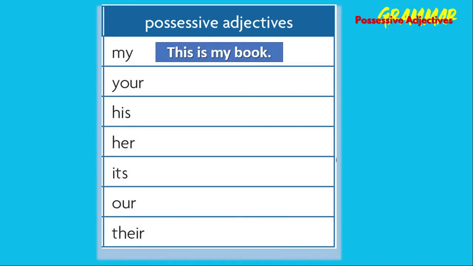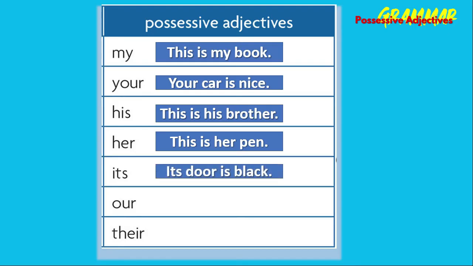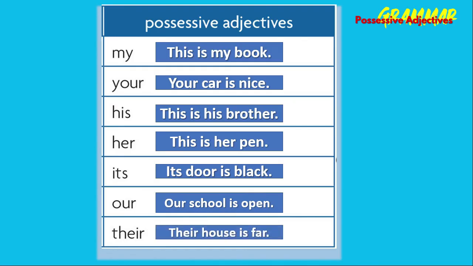My, this is my book. Your car is nice. His, this is his brother. Her, this is her pen. Its door is black. Our school is open. Their house is far. Possessive adjectives: my, your, his, her, its, our, and their.